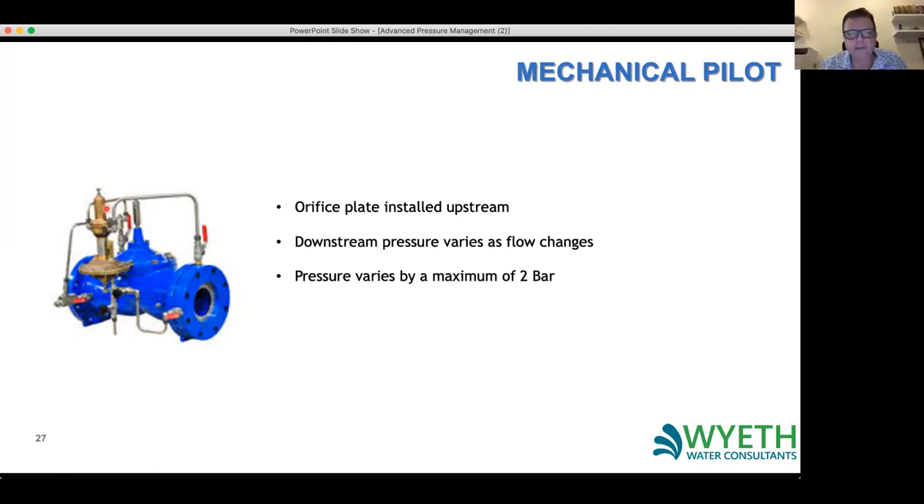So on top is like, it looks a bit like your standard pressure control pilot. And underneath, we actually have a bigger pilot, which is reacting to the head loss across the orifice plate.